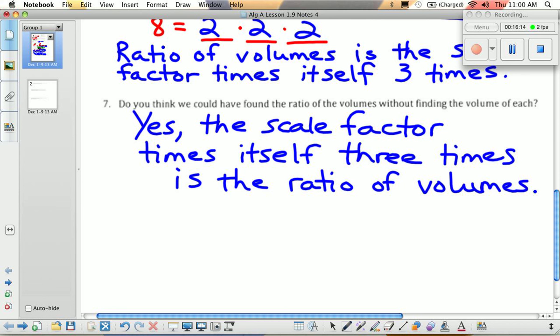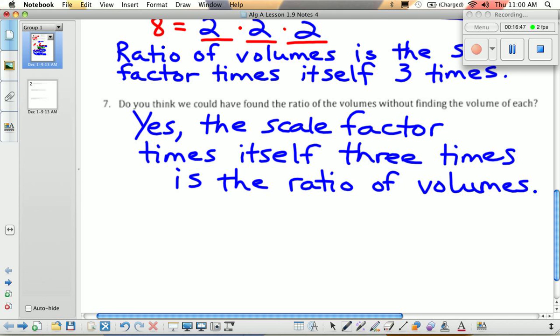Isn't that what we did yesterday? Didn't you find that 8 of your little cubes filled up my cube that was a 2 by 2 by 2, when I doubled the dimensions? What happened when we tripled them, you guys? Remember I made that bigger cube and I tripled it. Anybody remember how many cubes fit in then? 27. Well, where would 27 come from? 3 times 3 times 3. The scale factor times itself 3 times.